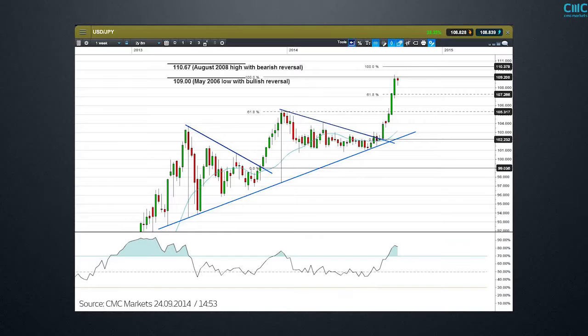But there is some pretty stiff resistance coming up, and this move is looking pretty overextended. So this latest set of news is a risk to the dollar yen, and we could see a pullback here.